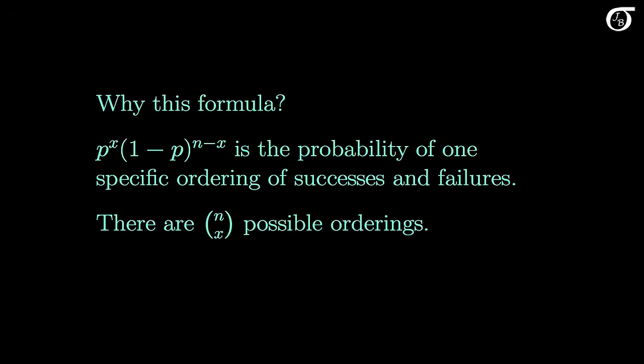Let's look at the binomial formula in greater detail. Why does this formula work? P raised to the x times 1 minus p raised to the n minus x is the probability of one specific ordering of x successes and n minus x failures. But we don't care about the ordering, we just care about the total number of successes. So we need to multiply that by the number of possible ways of getting x successes and n minus x failures, and that is simply n choose x. Let's take a bit of a closer look at that.